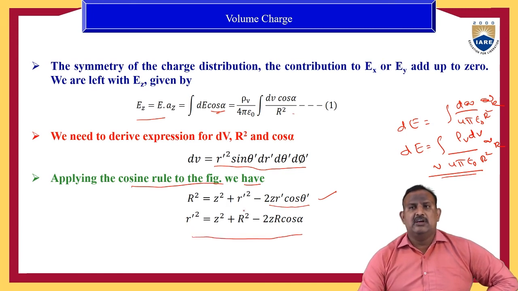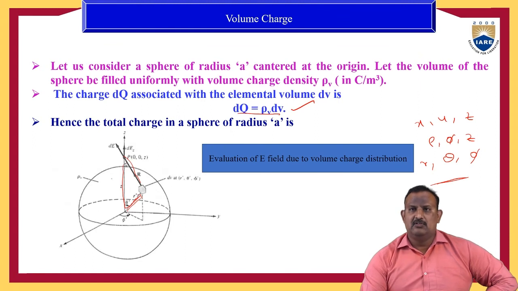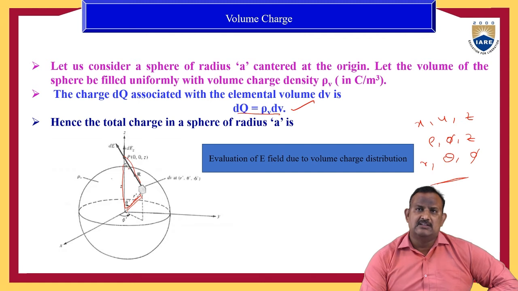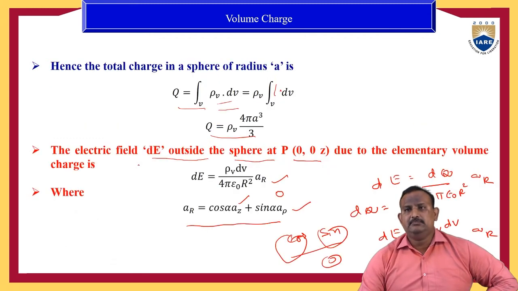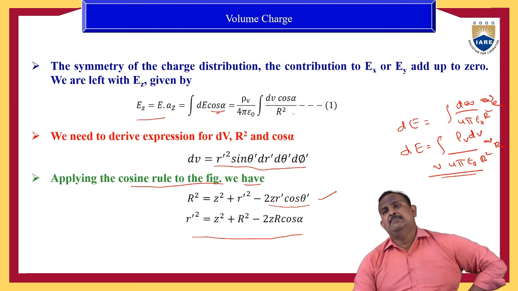Similarly, we can write the expression for r dash squared. From the figure, r dash squared is equal to z squared plus R squared minus 2z R into cos of the opposite angle. Here r dash is opposite to the angle alpha dash. Therefore, r dash squared is equal to z squared plus capital R squared minus 2z R into cos alpha.